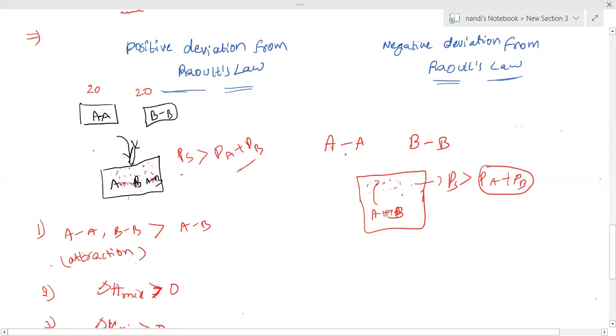In the ideal case, AA attraction, BB attraction and AB attraction are all equal. But in the non-ideal case, which is positive deviation, AA and BB attractions are equal, but when you are mixing, AB forms a weak attraction. Weak means they can easily evaporate. Weak attraction means more vapor pressure. Understood?